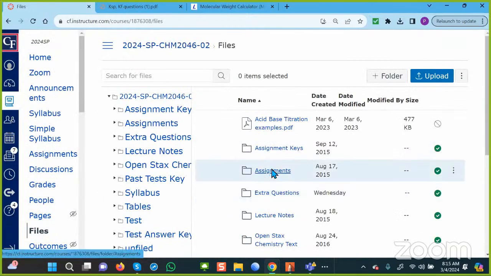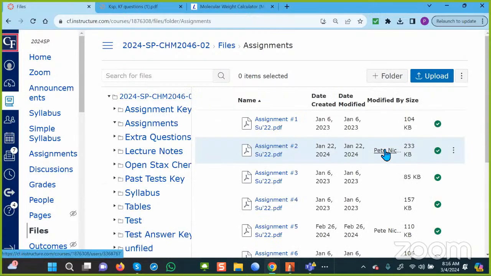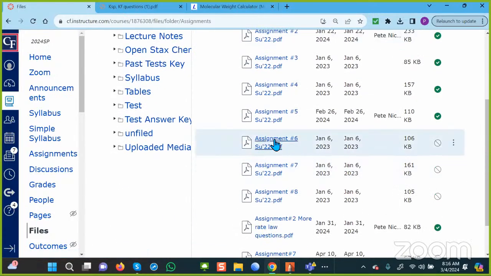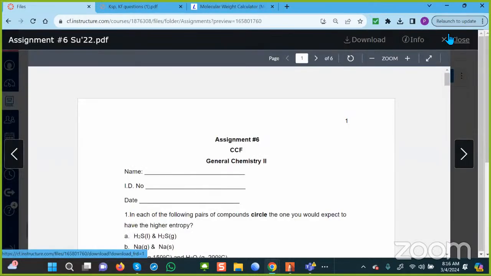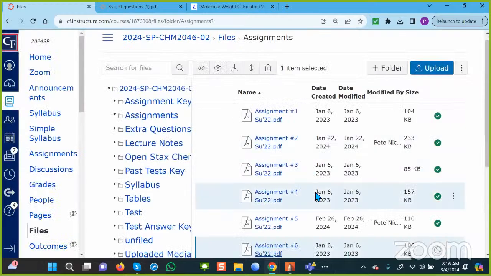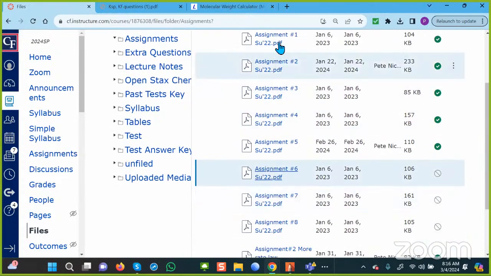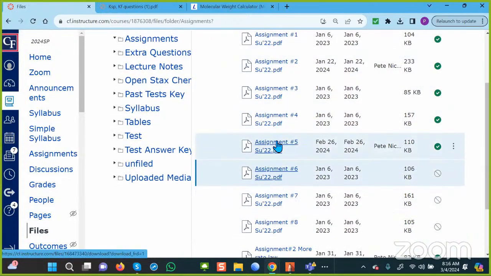Okay, so as far as assignments go, let me see, assignment 6. Okay, so assignment 6 is what we're going to work on now. Well, not right now, but after we cover a couple of things in the thermodynamics chapter. So basically, I've published everything up to assignment 5.